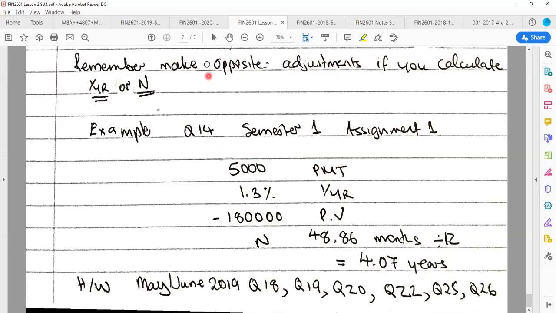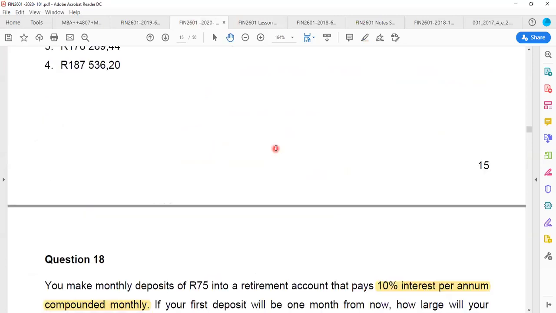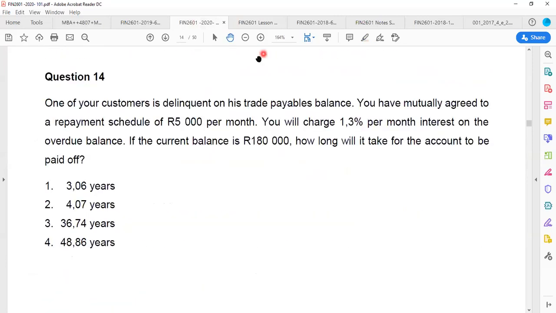Let's look at question 14, semester 1, assignment 1. That's this question right here. This is a very good example. We're told one of your customers is delinquent on his trade payables and you have mutually agreed to a repayment schedule of 500 rand per month. So they should pay 500 rand per month. You will charge them 1.3% interest per month. So they've already divided our interest by 12 to give us 1.3% interest per month on the overdue balance. If the current balance is 180,000 rand, how long will it take for the account to be paid off?